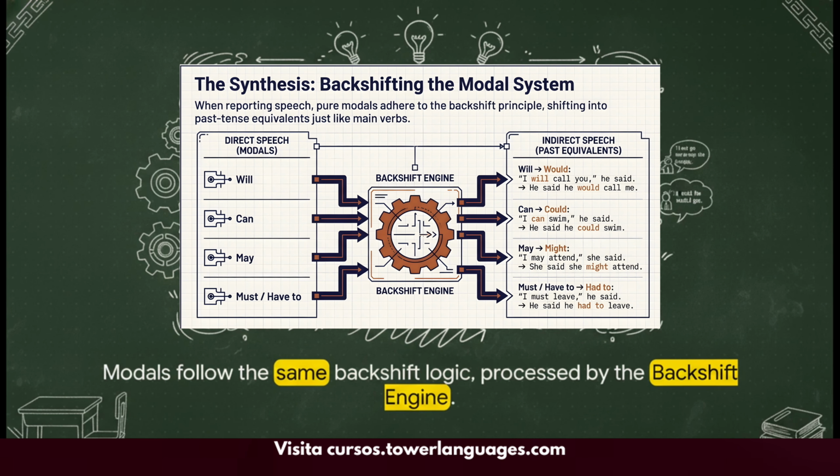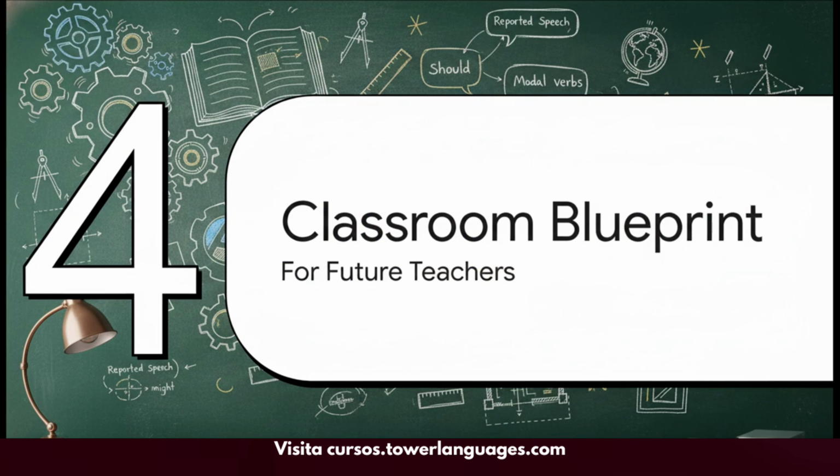Will becomes would, can becomes could, may becomes might. It's all one unified system. And when you teach it this way, it just clicks for your students. So what does all this mean for your classroom? How do you actually put it all into practice?